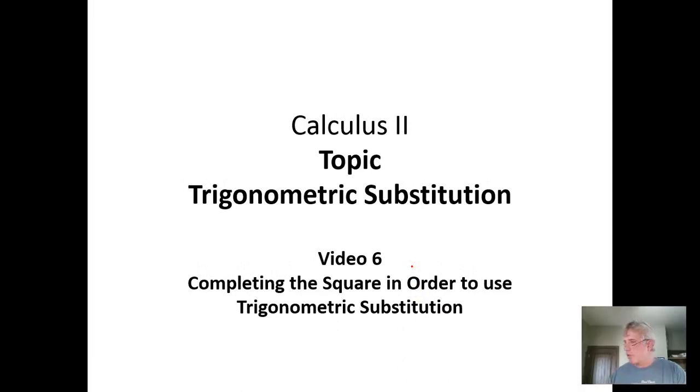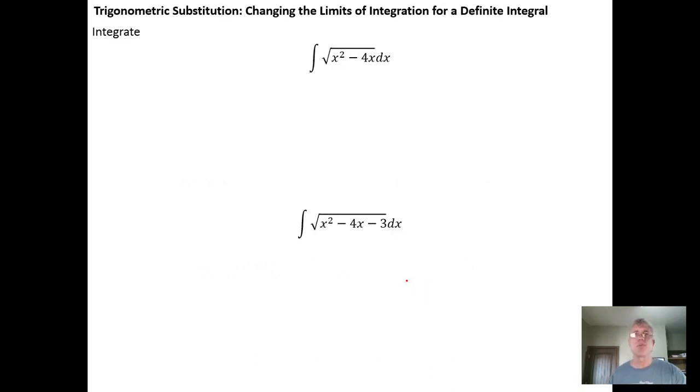So sometimes when you're going to use trigonometric substitution, it's not obvious that you can, and sometimes you have to complete the square in order to put things into a form that's conducive to trigonometric substitution. So if you look at the first example, it has the square root of x squared minus 4x. And what we want to remember from pre-calc is we can complete the square on this.